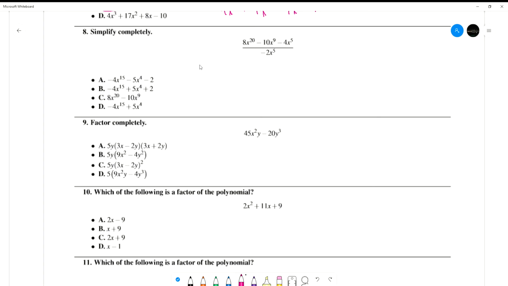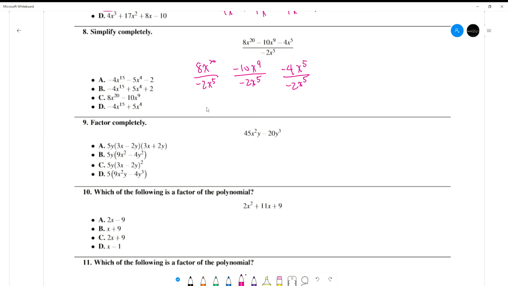So in the end, what it's going to look like is this. You're basically doing this if you look at it separately, right? Negative 10x to the 9th over negative 2x to the 5th and negative 4x to the 5th over negative 2x to the 5th. Right? If you look at it individually, that's what it looks like, right?